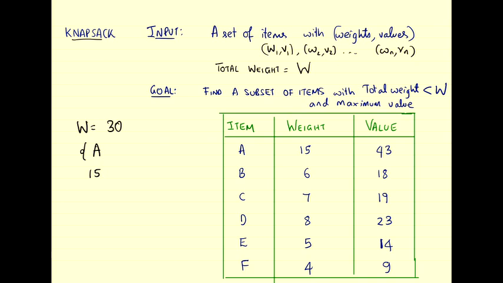So let's start with a simple case where you allow repetition. Knapsack with repetition is when you can pick the same item multiple times. In this case, if you can carry 30 pounds, you can pick A, which has weight 15, and another copy of A, which is weight 15, and then you get 43 plus 43. So the total value of this bundle is 86. Alternately, you could pick A, C, and D.